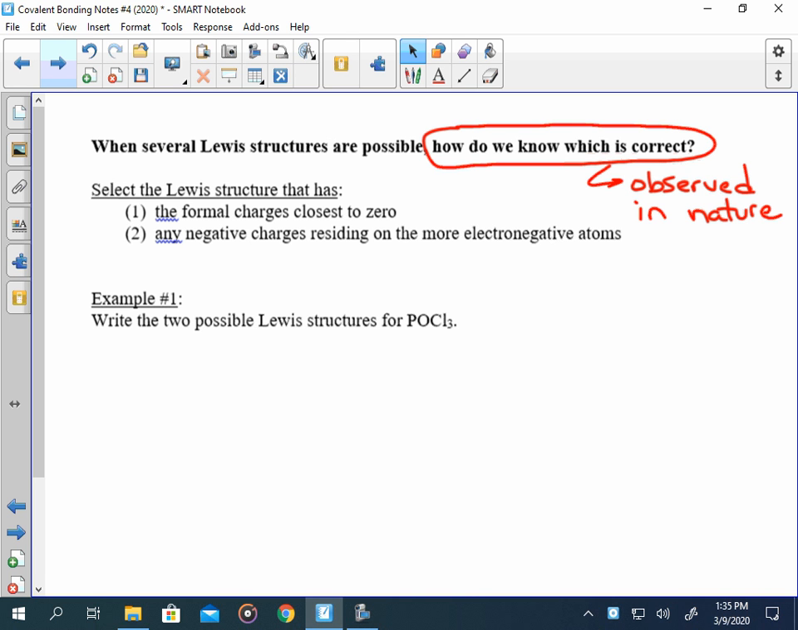So I look at something like carbon and oxygen, and I say oxygen is right next door to fluorine, so I would predict that oxygen's electronegativity is going to be higher than carbon's. Because again, carbon is farther away from fluorine.